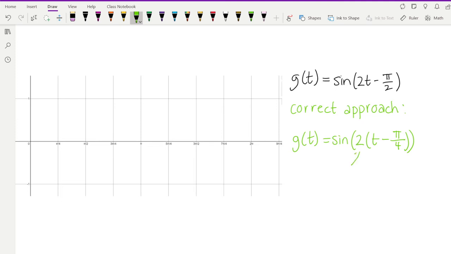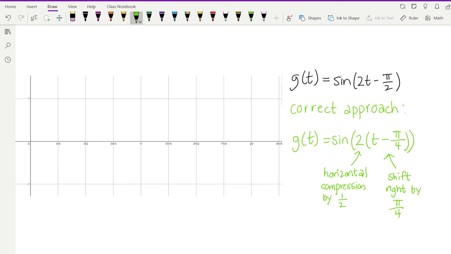So now we can look at this and say, okay, this is going to be a horizontal compression by 1/2. Again, that part was correct all along. But now we can say, okay, this is going to be a shift to the right by pi over 4.